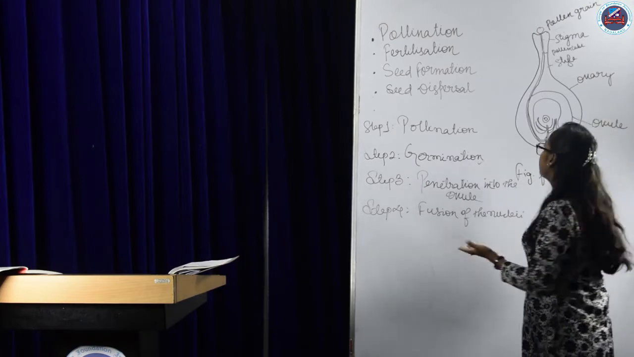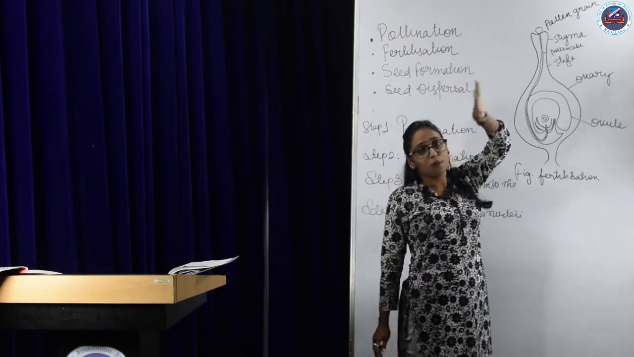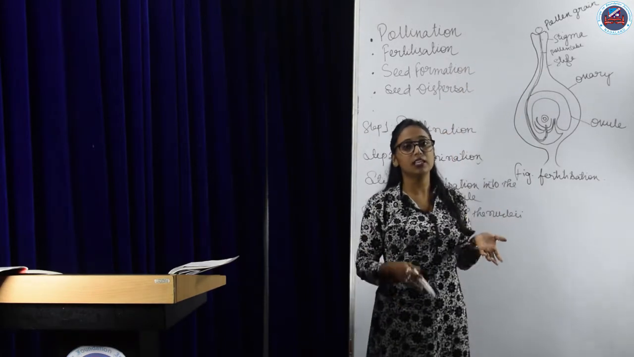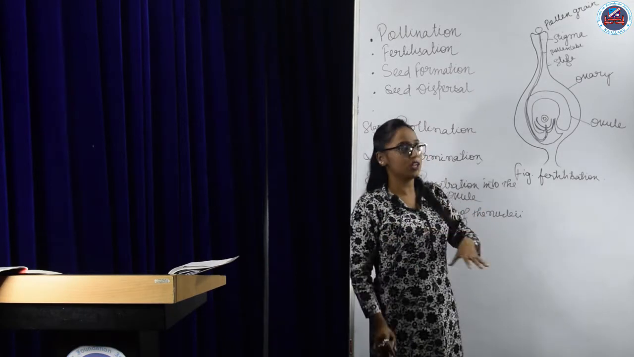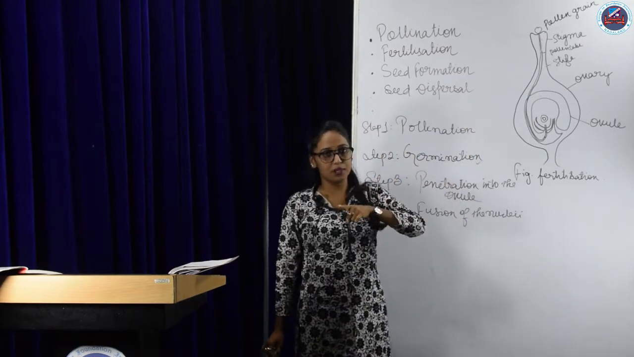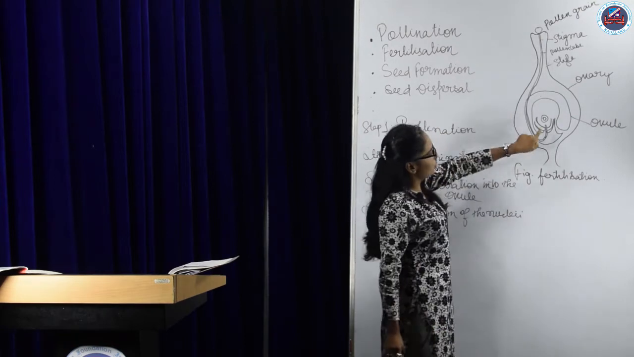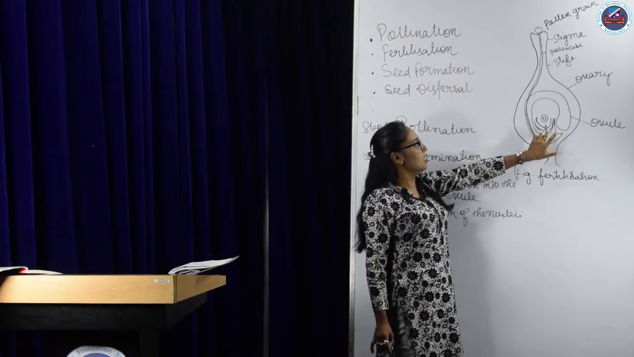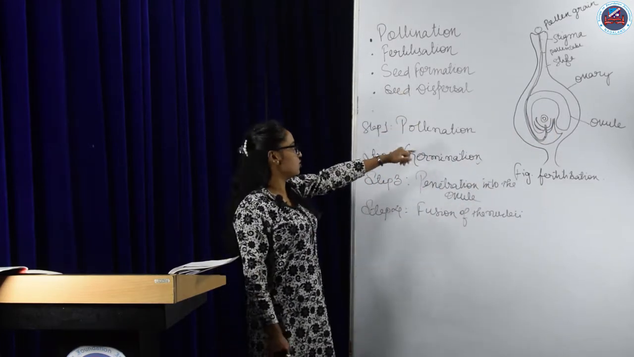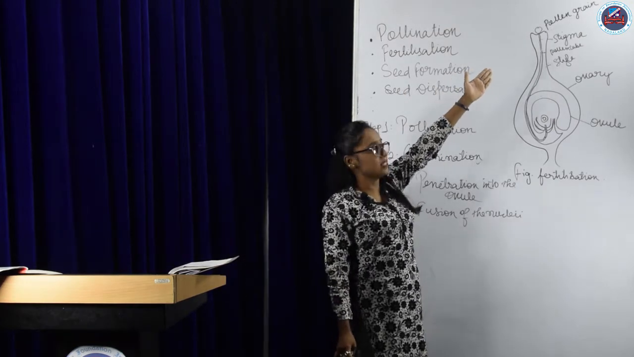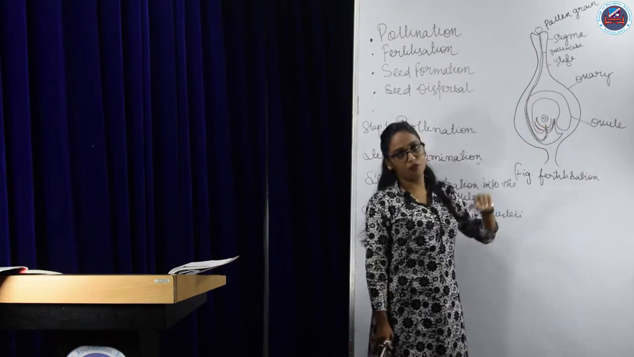After they reach the ovary, what do they do? What does the pollen grain contain inside it? The pollen grain contains the male gamete, which contains the male nucleus. The pollen grains are the carriers of the male gametes, so they carry the male gamete from the tip of the stigma to the ovary. So what is the first step? The first step is pollination. The second step is germination. After the pollen grains stick to the stigma, they pass through the pollen tube and reach the ovary.